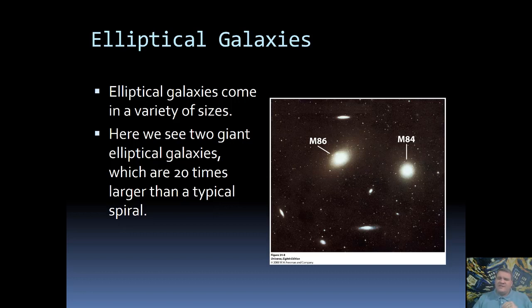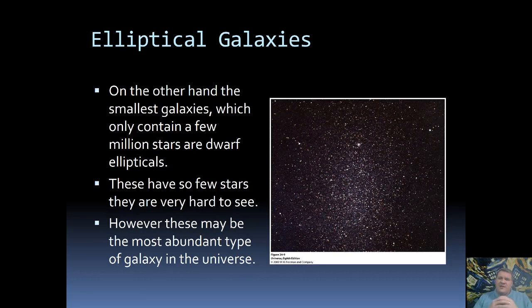For example, in this image, we have two examples of what are known as giant elliptical galaxies. Just one of these is larger than 20 Milky Way galaxies. You could fit 20 Milky Ways across one of these things. Okay, they're absolutely incredibly huge.